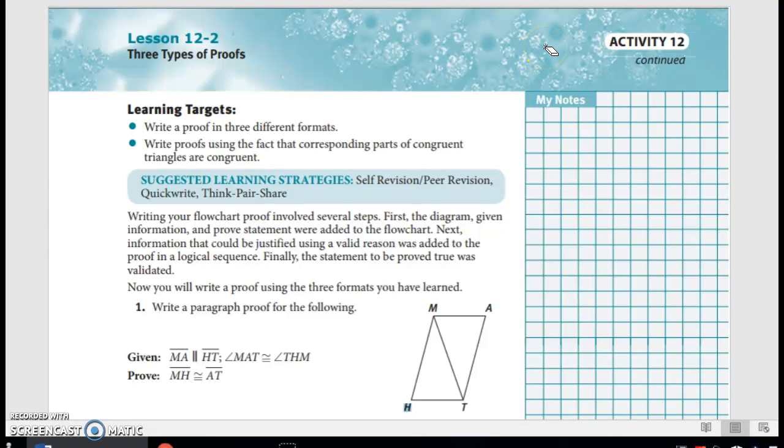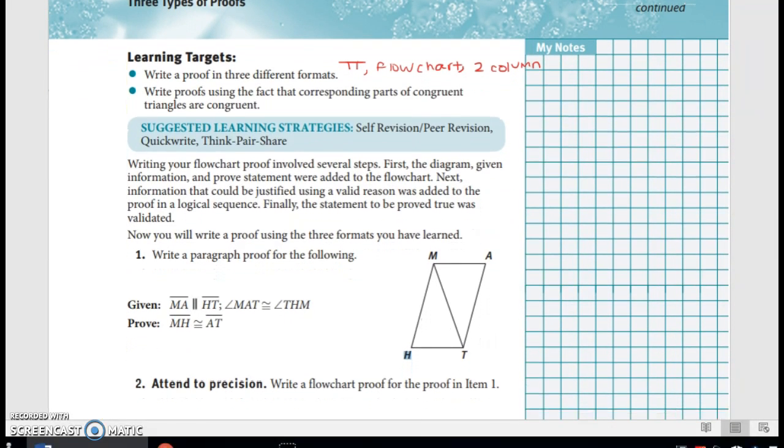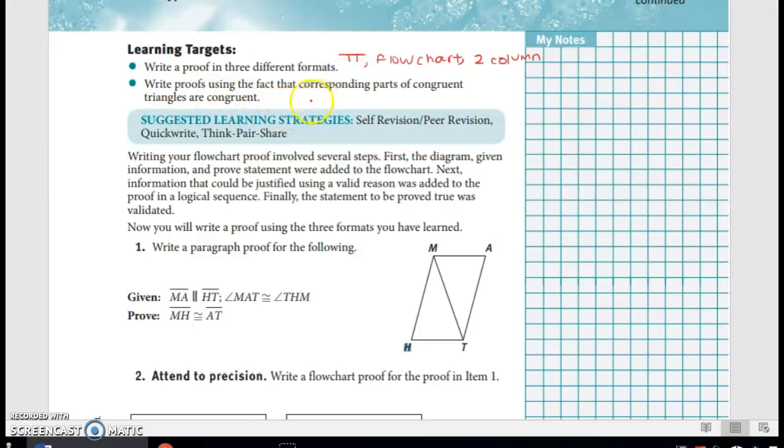Okay, so today we're going to be practicing and using 3 different types of proofs. When we're writing a proof, we are going to be using all 3 different formats. We've got paragraph proofs, flowchart, and 2-column proofs. Okay, and then we're also going to be writing proofs using the fact that corresponding parts of congruent triangles are congruent, otherwise known as CPCTC.